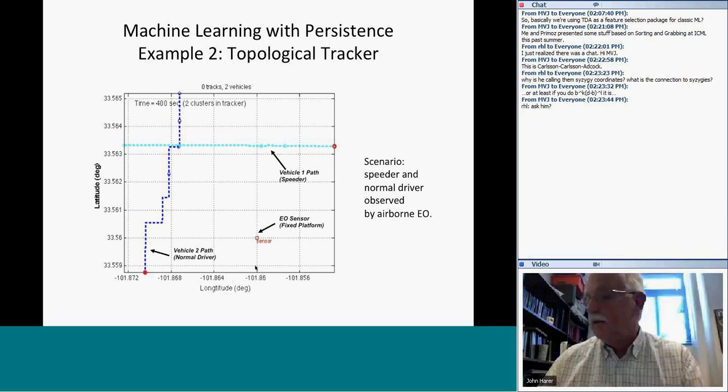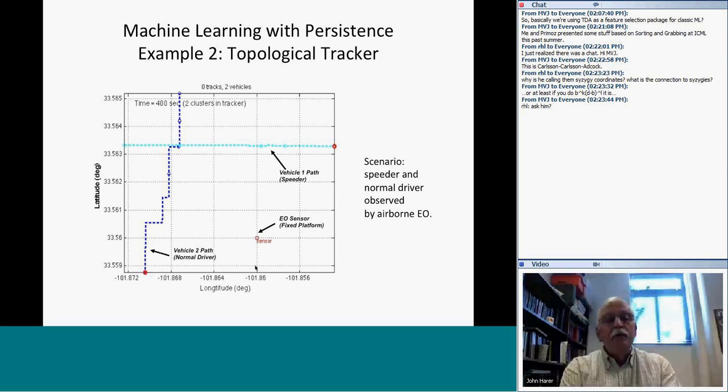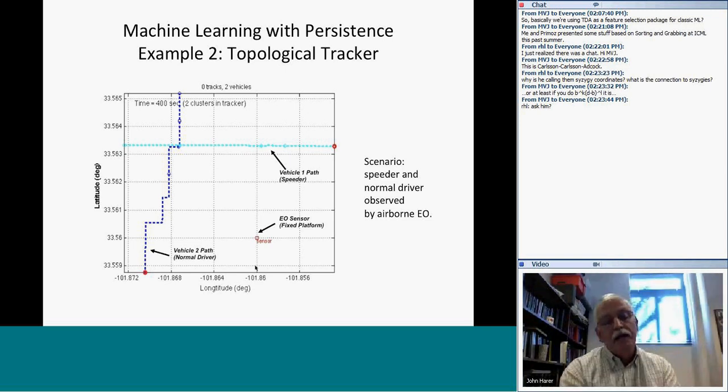Let me do the next example that we've been working on. We've worked on this one for years, off and on. What we're doing is trying to track vehicles driving around. What we have here is just a simulated scenario, and I'll show you what we simulated from a couple of slides. Two different vehicles are driving along. We draw the path of the drivers, not the roadways. There's some kind of EO sensor, an electro-optical sensor, on a fixed platform observing these from the air.